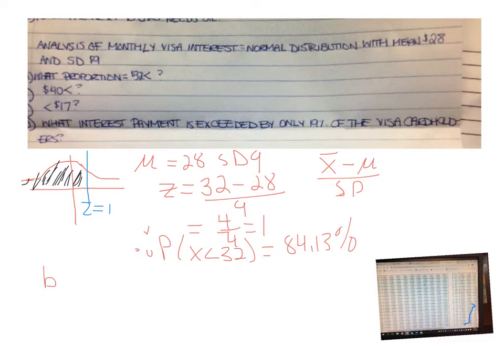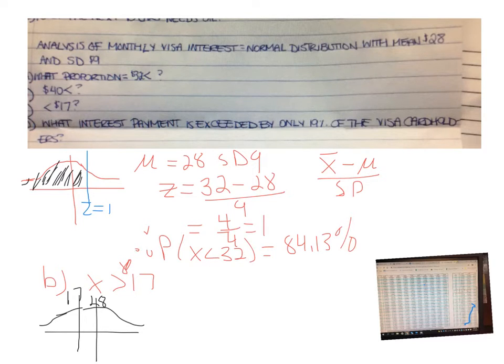So for B, the difference is that now it looks like we want x to be, I hope I'm reading this correctly, greater than 17, but I might be reading this backwards, and if I am, I apologize. If you're asking for x to be greater than 17, then when we think about our curve this time, 17 is to the left of our mean, because remember our mean is 28, so that's right smack in the center of this curve. So 17 is going to be way over here.